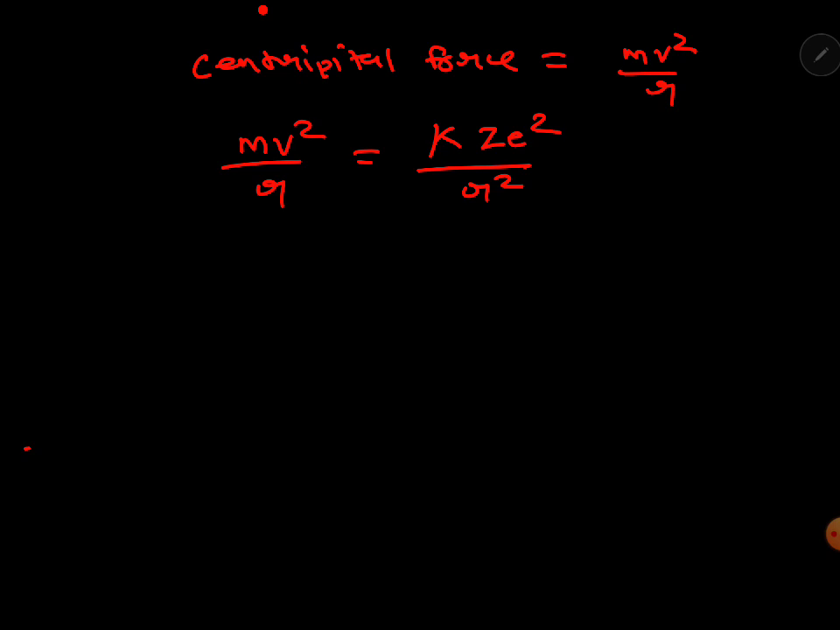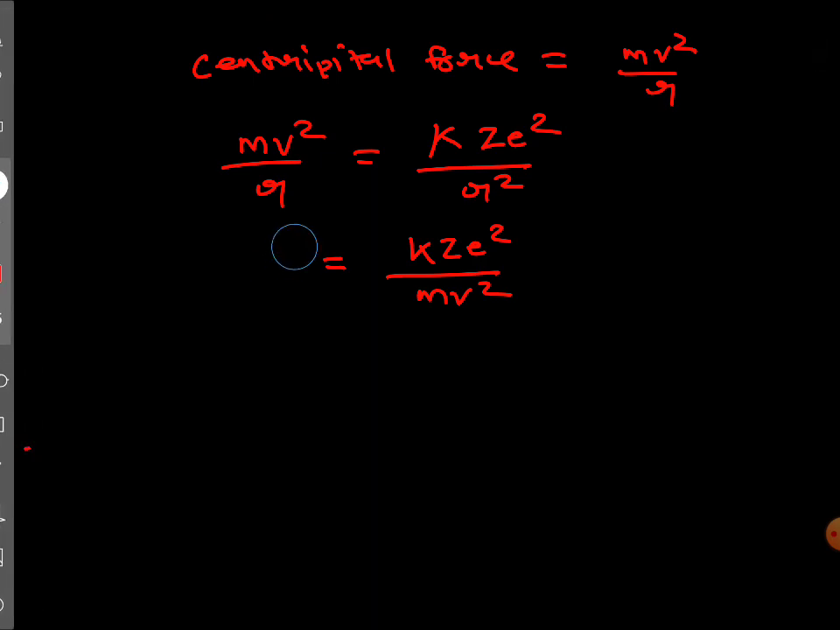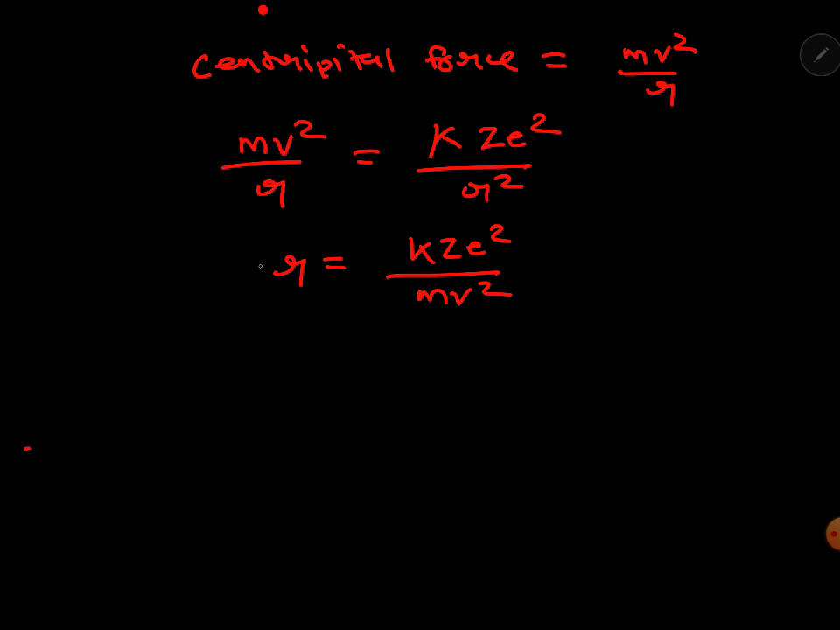Let's solve it and get the radius. So r will be equal to k Ze² upon mv², because one r will be cancelled out. We consider this as equation number 2.